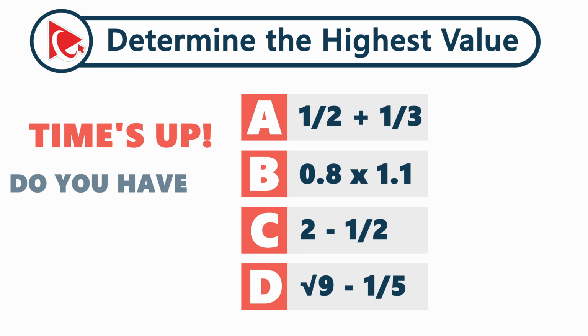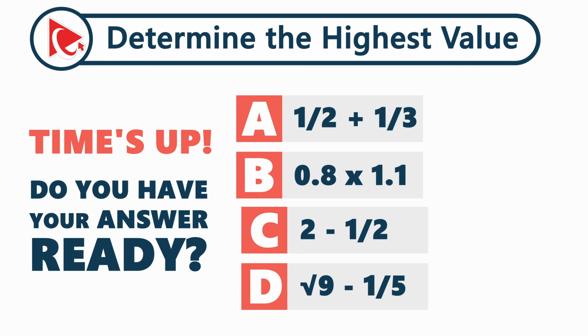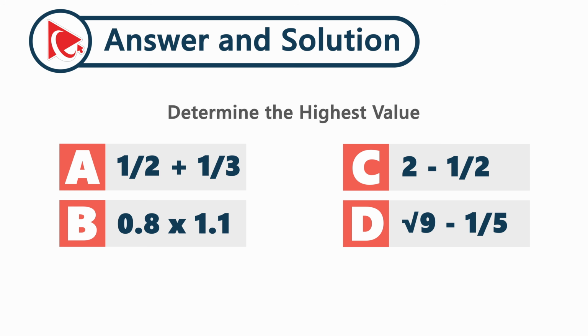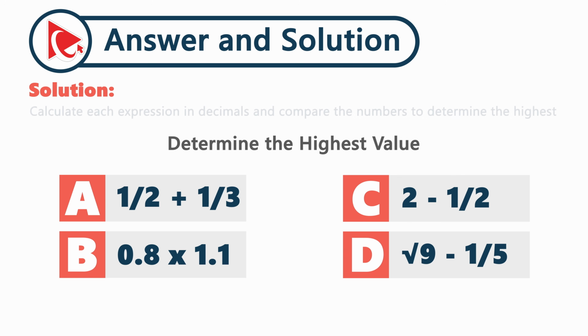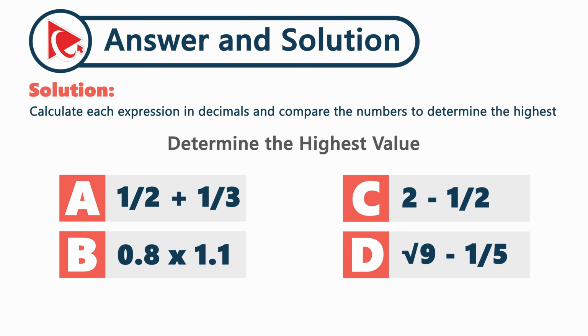Time's up. Do you have your answer ready? I hope so, because the solution here is really easy. As you might have guessed, to solve it, you need to calculate each expression in decimals and compare the numbers to determine the highest. Let's start with choice A, two fractions, 1/2 plus 1/3.